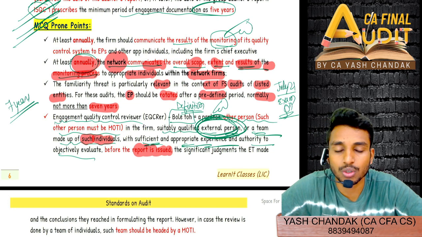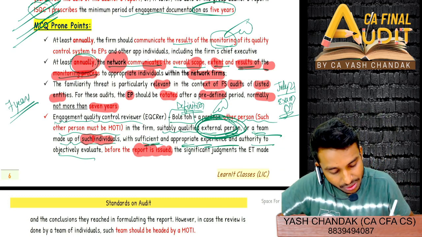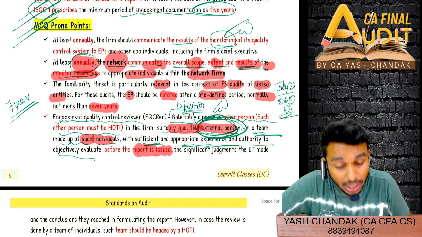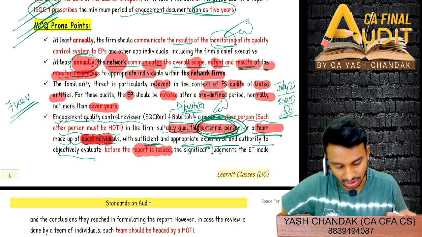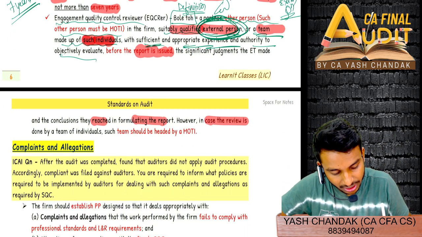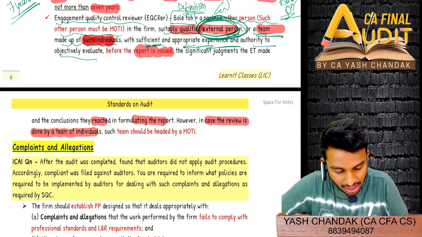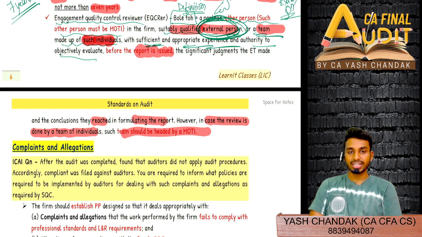The EQCR, engagement quality control review, has to be done by the EQCRR, who is either a chartered accountant within our firm, or is our partner, or is any other qualified external person, or a team made up of such individuals, and the conclusion they reached in formulating the report. However, in the case the review is done by a team of individuals, such a team should be headed by a chartered accountant only. So if it is done by a team of individuals, then the head of that team should be a chartered accountant only. Are we getting this?